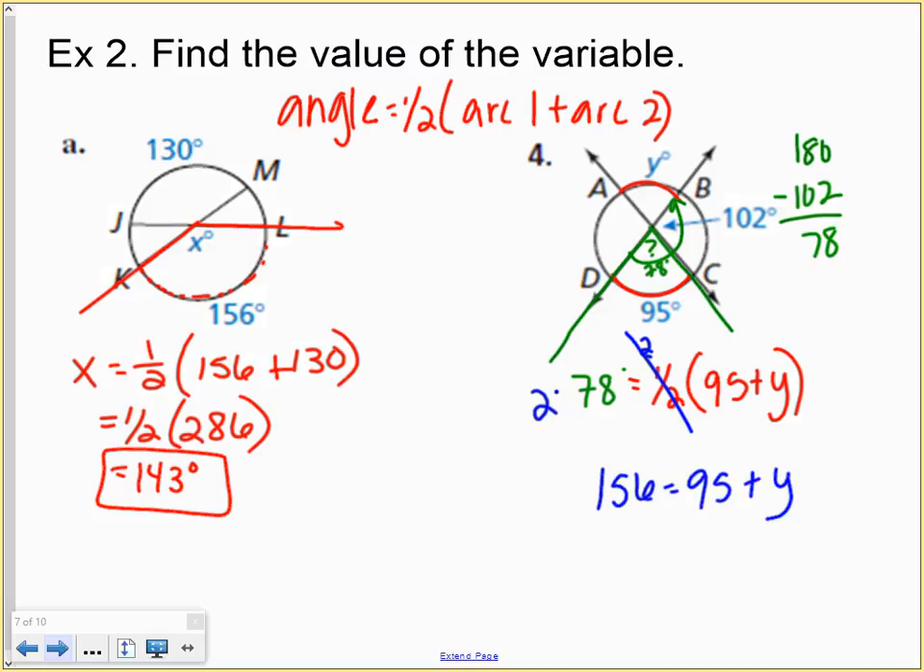Somebody first hour said, can't I distribute the 1/2 to the parentheses? And you certainly could. And then you would have 78 equals 47.5 plus 0.5y. And you could solve it that way too. It's kind of personal preference.